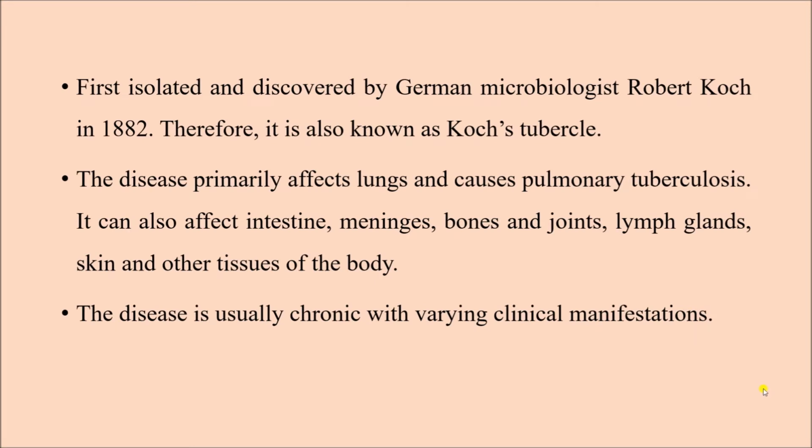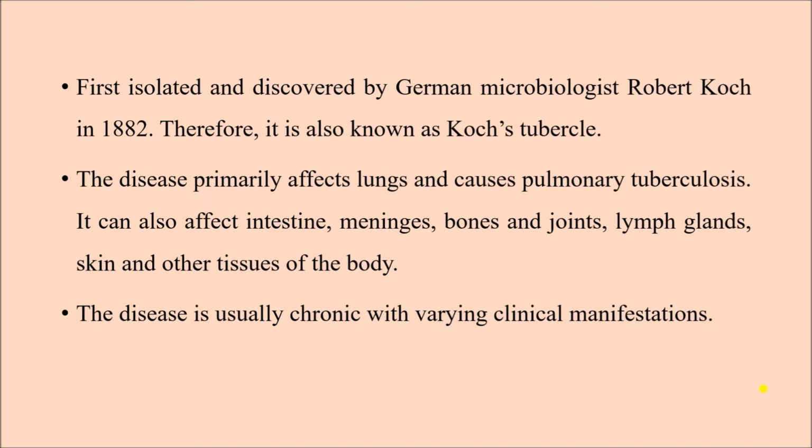We know that tuberculosis is caused by a bacteria, that is Mycobacterium tuberculosis. This bacteria was first isolated and discovered by Robert Koch in the year 1882. He was a German microbiologist, and that is why it is also known as Koch's bacillus, and the disease is sometimes called Koch's disease. This disease primarily affects the lungs and is known as pulmonary tuberculosis. But apart from the lung, it can also affect other organs like intestine, meninges, bones and joints, lymph glands, skin, etc. And in these cases, they will be considered as extrapulmonary tuberculosis.